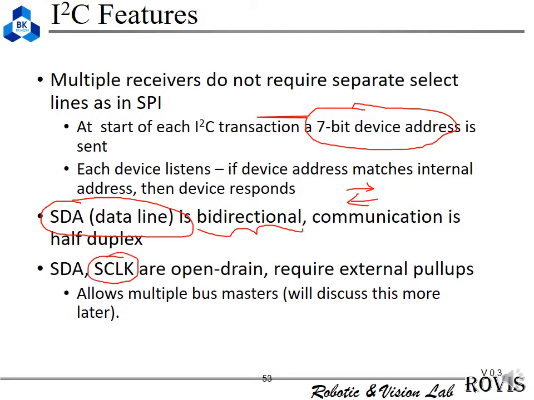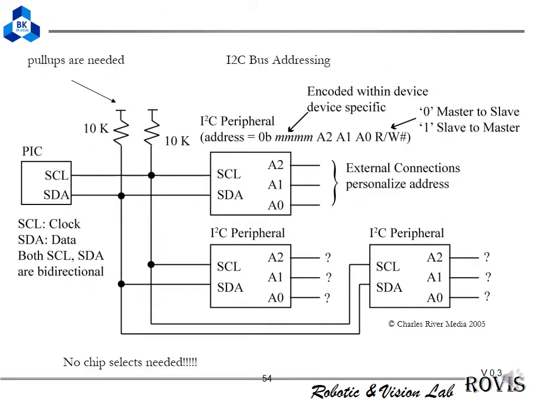And the SCL, some books make the symbol SCLK, but they are similar. This is the clock to transmit the data. These SDA and SCL lines require an external pull-up resistor.